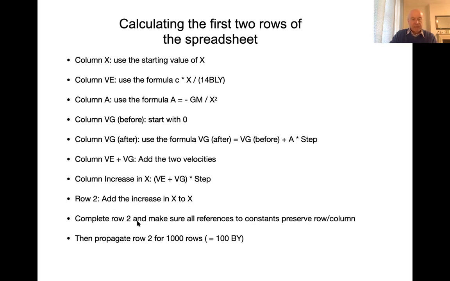So then we just complete row 2, and you can just drag down from row 1 into row 2, as long as all of the references to constants preserve row and column. Now I'm using Numbers on Apple Mac. If you're using an Excel spreadsheet, it's the $ sign before the row and the column. So once you've completed row 2, all you have to do is to propagate that row down the spreadsheet for 1,000 rows.